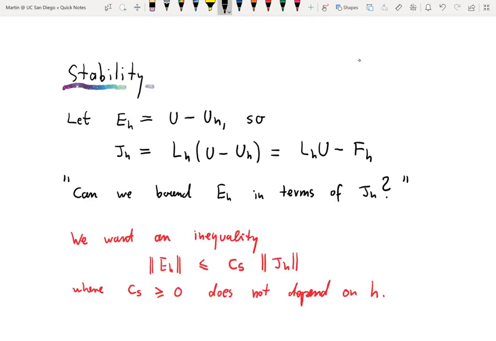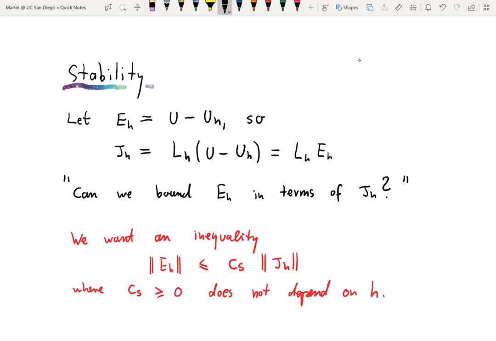Next, we're going to discuss stability. In order to make this concept palpable, let us define the vector EH as U minus UH. This vector EH is in some sense the error between our sampling of the true solution and UH, which is the solution of the finite difference equations. Now, we would like to have some information about this error term. This error term somehow compares the true solution with a discrete solution.